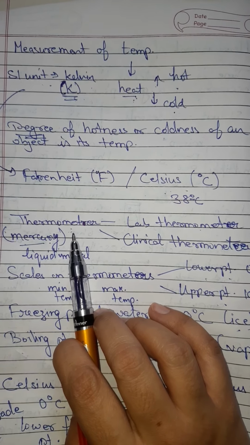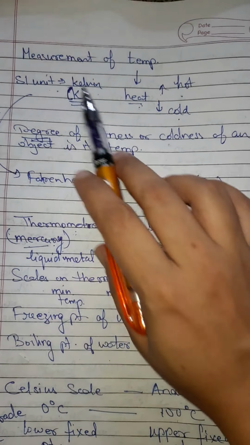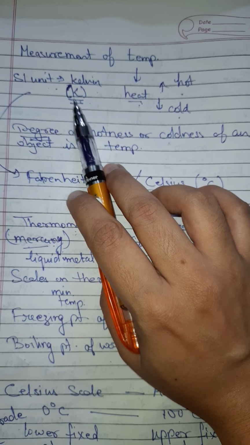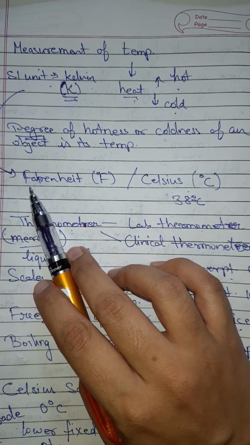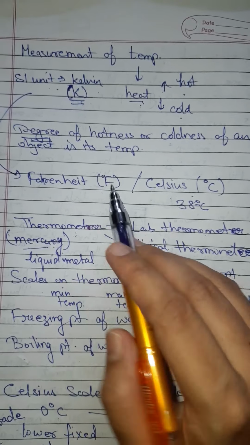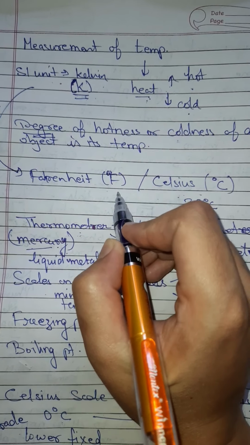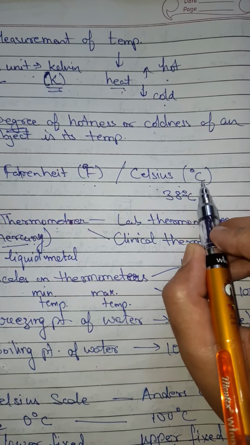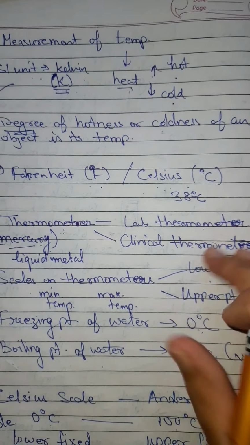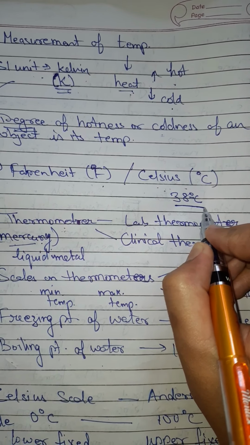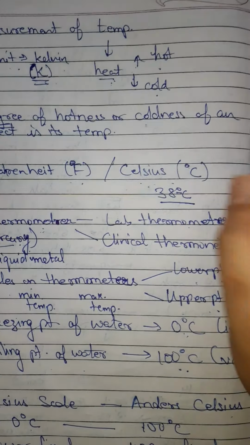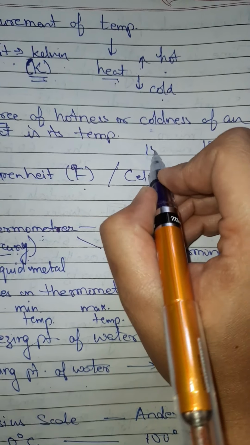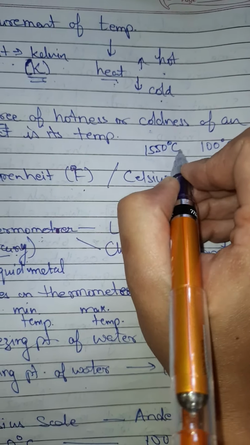We have 3 unit scales to measure temperature. The SI unit is Kelvin, represented by capital K. Second scale is Fahrenheit scale, represented by degree Fahrenheit. Third is the Celsius scale, represented by degree Celsius. For example, we measure the temperatures as 38 degrees Celsius, 40 degrees Celsius, boiling point of water is 100 degrees Celsius, melting point of iron is 1550 degrees Celsius, etc.